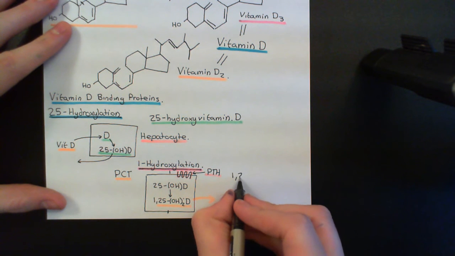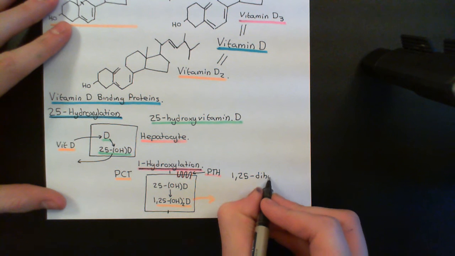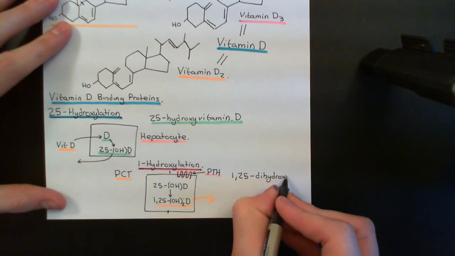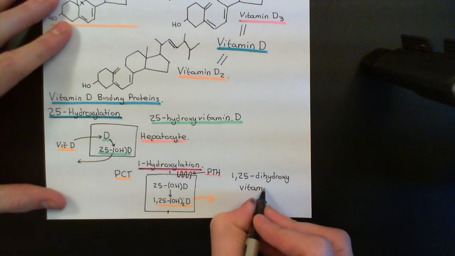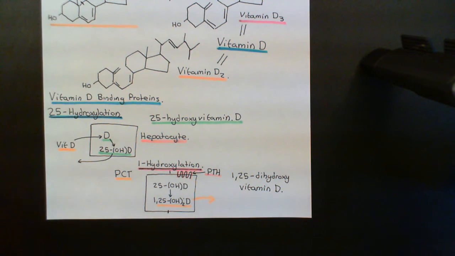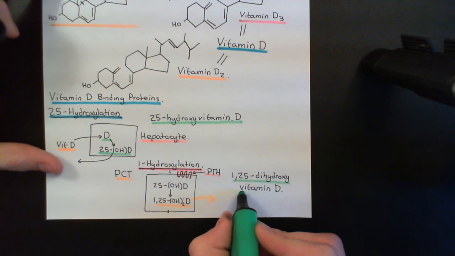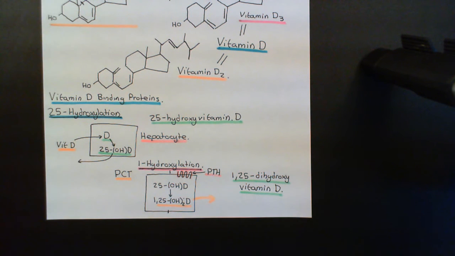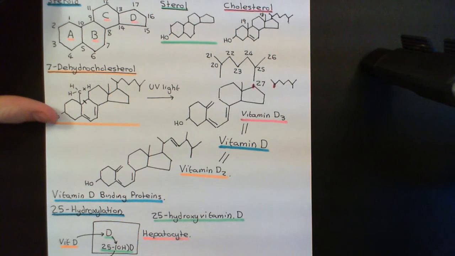Okay, so writing out the full name then, this is 1,25-dihydroxy, and then it should be all one word, but I've run out of space, so I'll put it underneath here, vitamin D. So that's the full name for this molecule here. And again, you can do this for vitamin D2 or vitamin D3, so you can have 1,25-dihydroxyvitamin D2 or 1,25-dihydroxyvitamin D3.